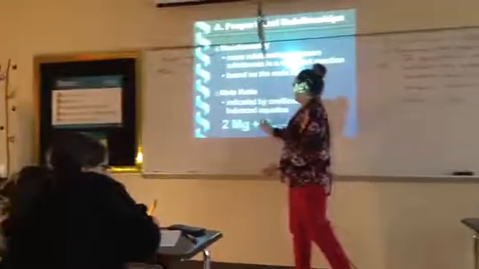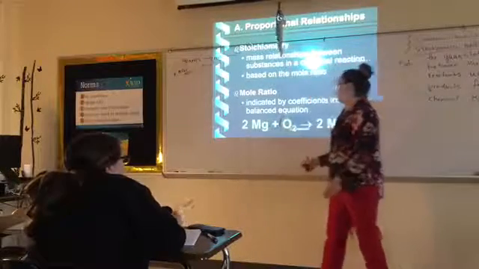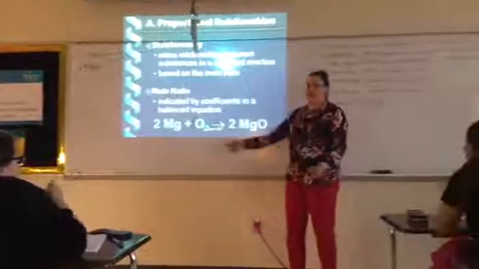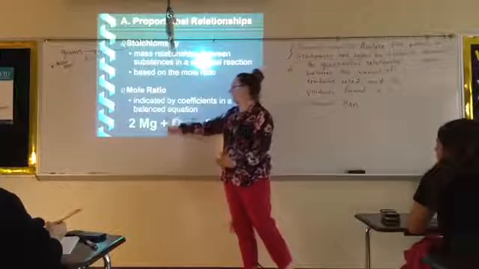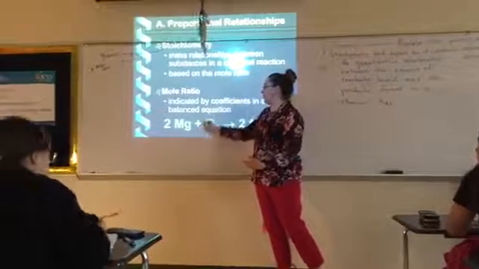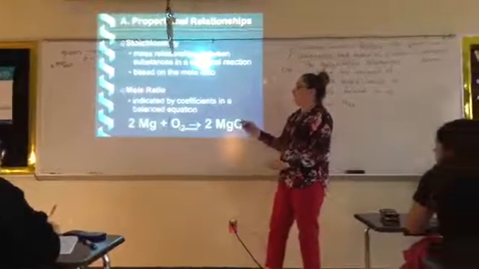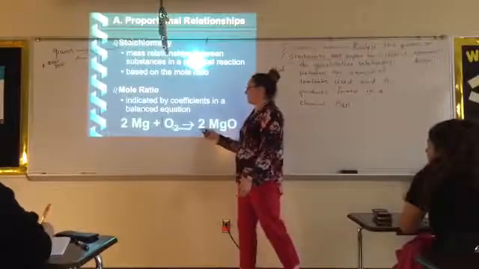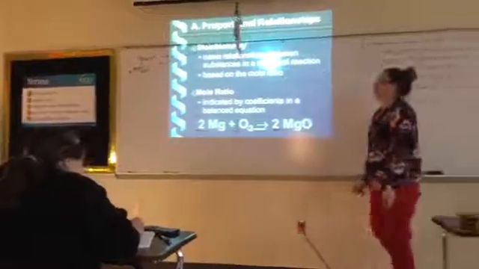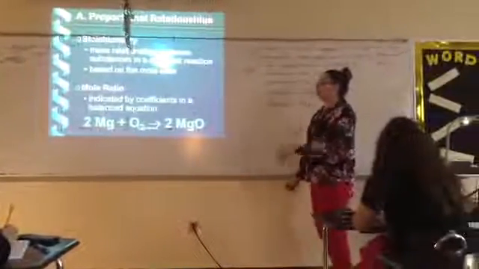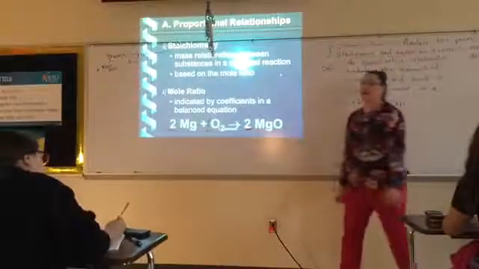It's 1. It is 1, but some people say there's no coefficient here. If there was no coefficient, it wouldn't be in the problem. Okay, so if you don't see a coefficient, it's an imaginary 1. When we're looking at ratios, we're looking at the coefficients, and those are the big numbers that come in the front of the compounds. So what is the mole ratio of magnesium to magnesium oxide?